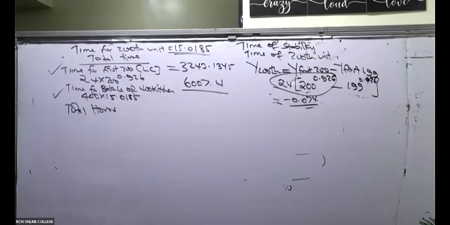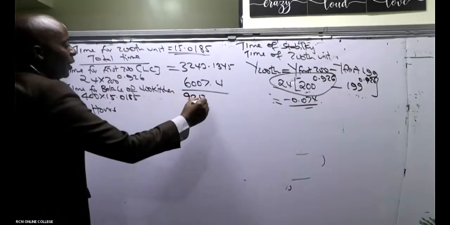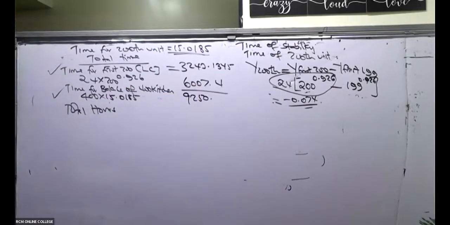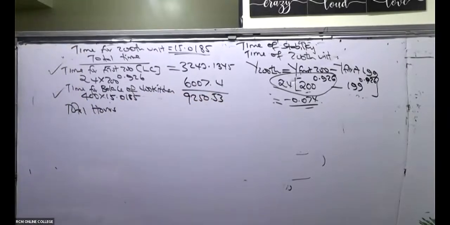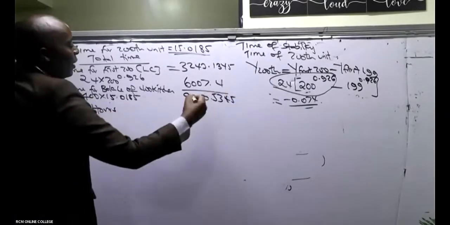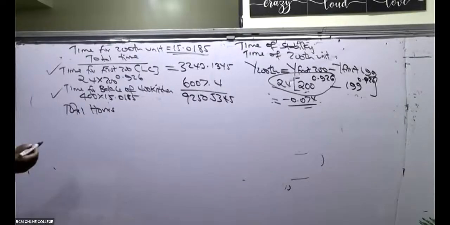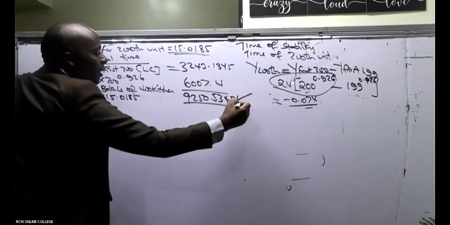You add the two now. 9,000 and something. 9250 point 5345. Once you get this up to here, then you are a champion. Even 5345, or even 53, nobody can penalize you for this. So in this case here, this is correct.